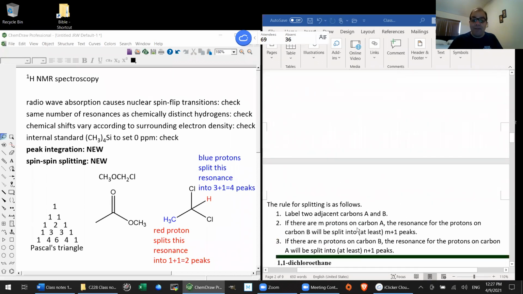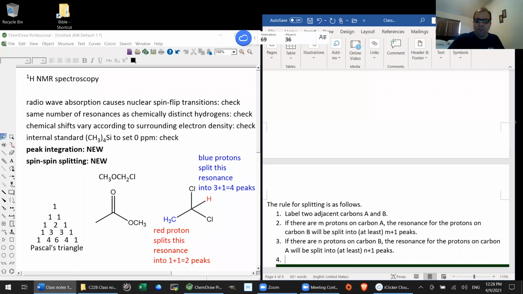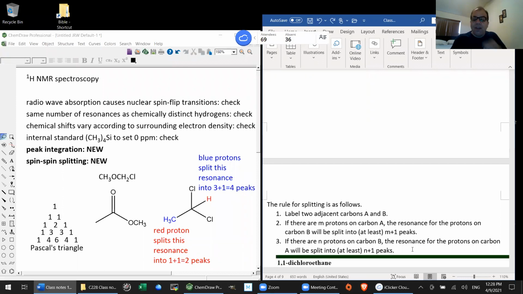I did give you a step-by-step method for figuring out how many peaks to expect a resonance to split into. I don't think I can make it any more step-by-step than I did here. Okay, and I'll demonstrate how this works.